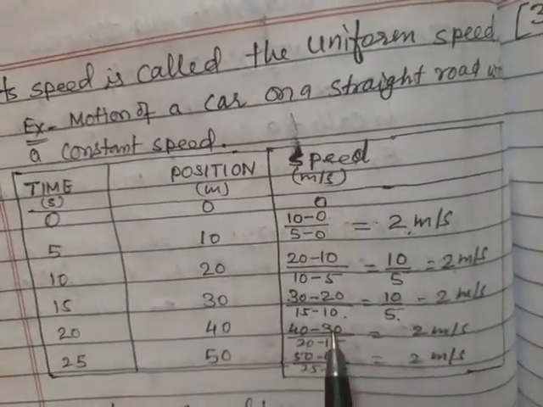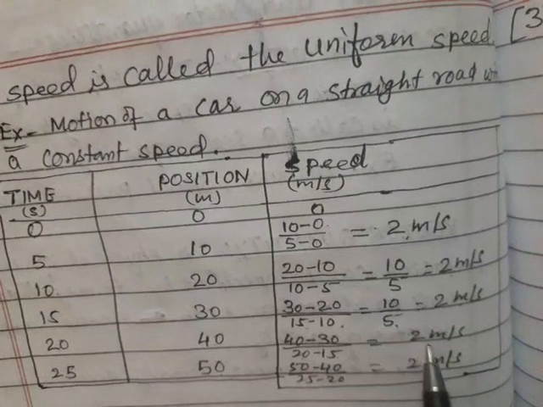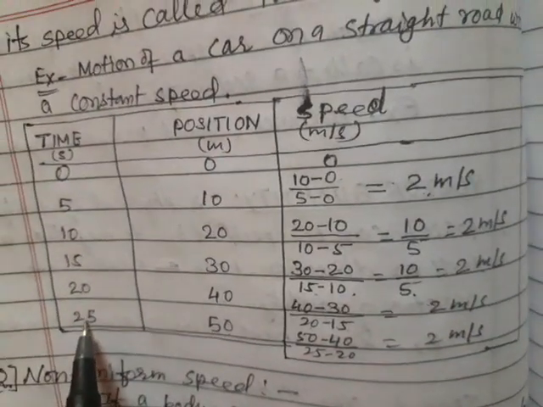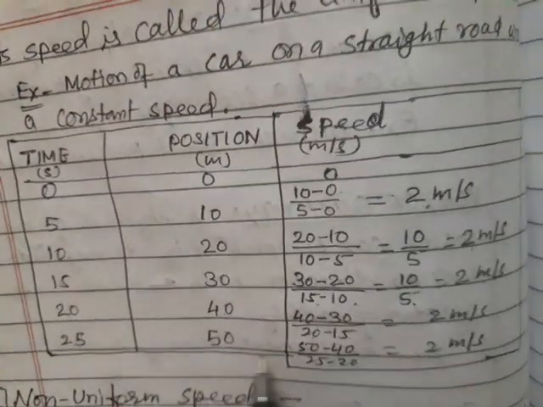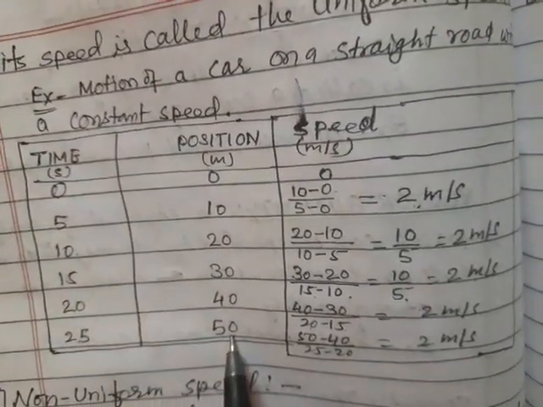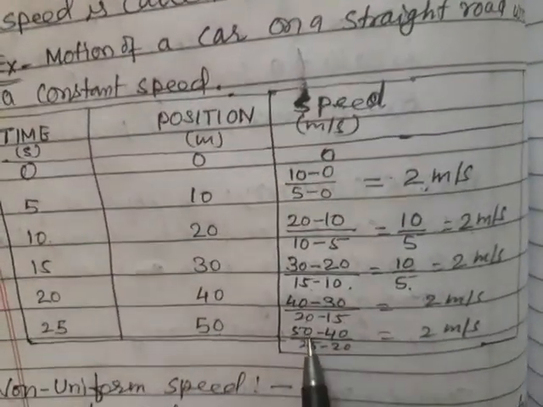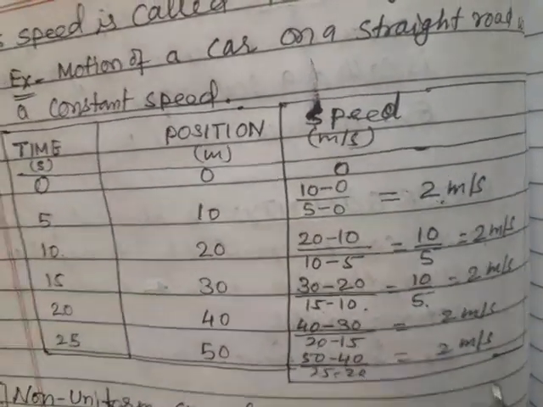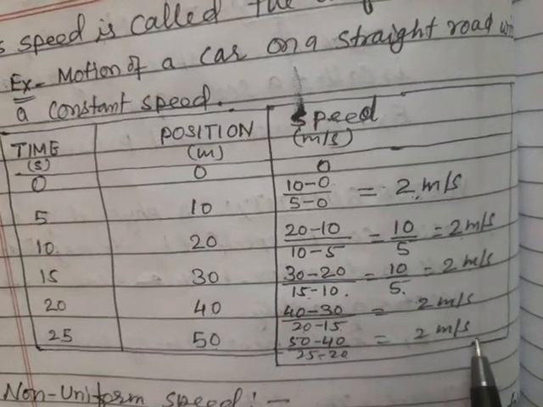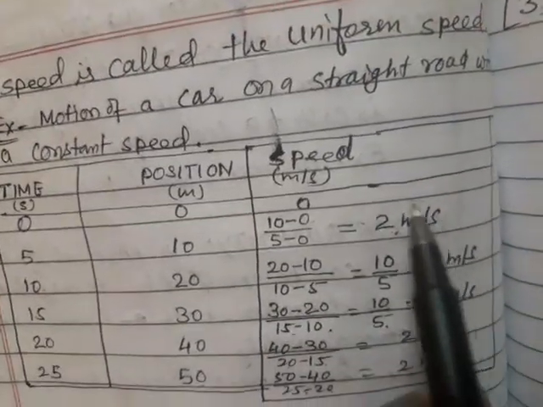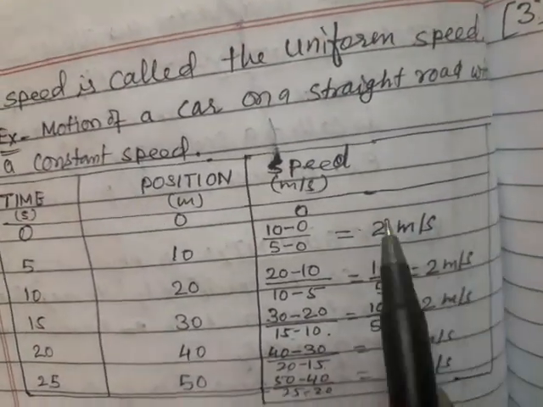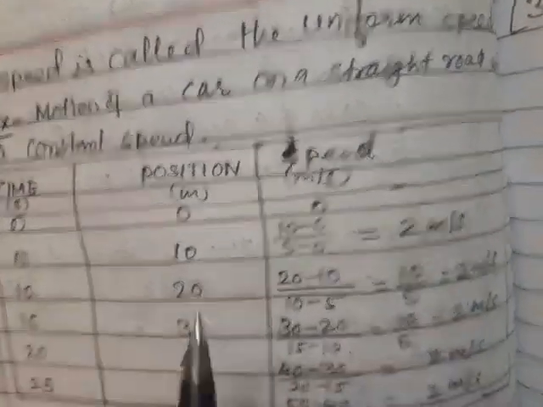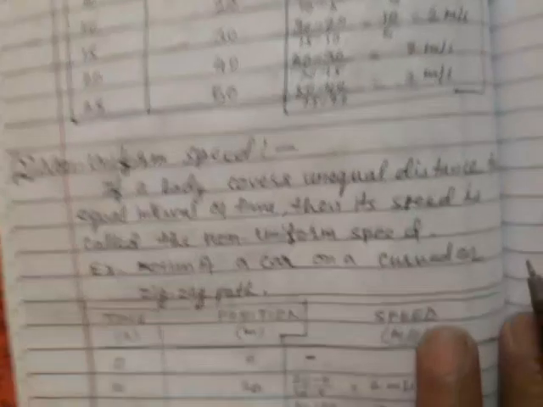This is how much? 10 by 5, which equals 2 meter per second. Next, after 25 seconds, the position of the object is 50 meter. Here the speed will be 50 minus 40 by 25 minus 20. This gives us 2 meter per second. So my dear students, as you see, here the speed of the object is always 2 meter per second. This is an example of the uniform motion.